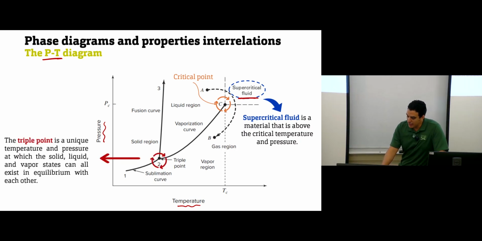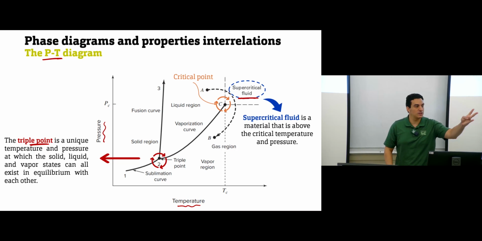And in the PT diagram, we have another point, called the triple point. So this point represents the condition at which the 3 phases exist. At this point, we have solid, liquid, vapor, all of them at the same time. So this appears in the PT diagram. So the PT diagram shows you this.